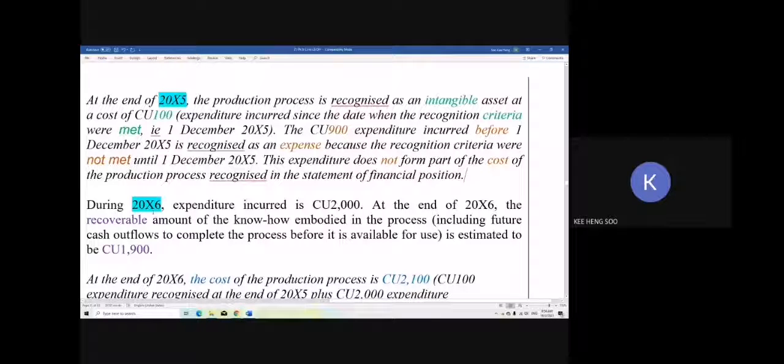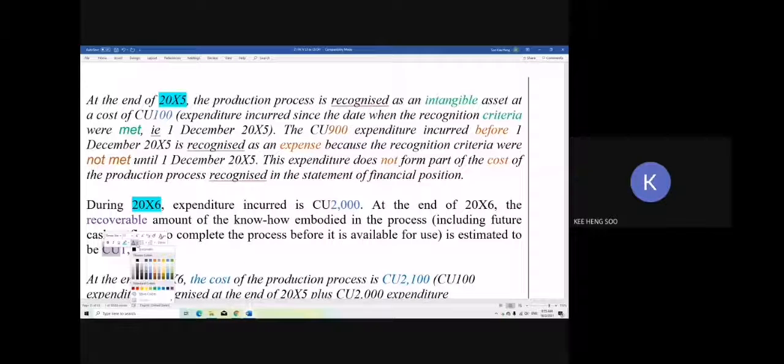You spend another 2,000 ringgit Malaysia. Remember how we already recognized 100? We had recognized 100. So add up together will be 2,100. But your recoverable amount is only 1,009.